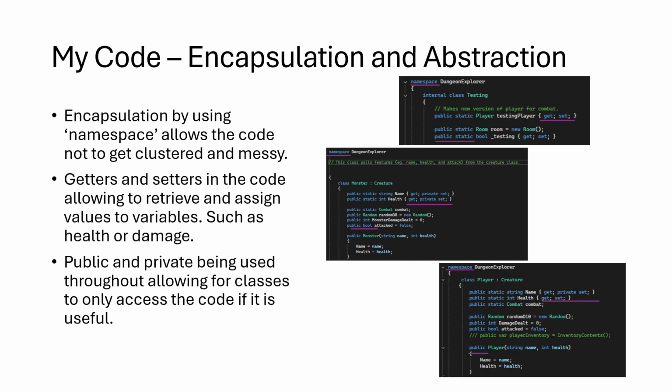Then, the use of public and private meant that the code could only be accessed by classes that it would be useful for, to minimize the clutter and further encapsulate the code. Keeping the code non-cluttered would then allow for easier improvements further on, as everything has clear links and isn't jumbled together.